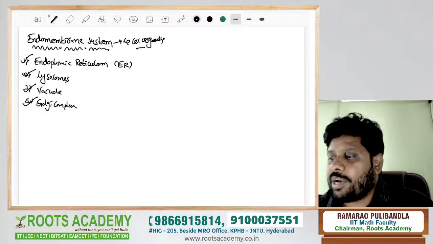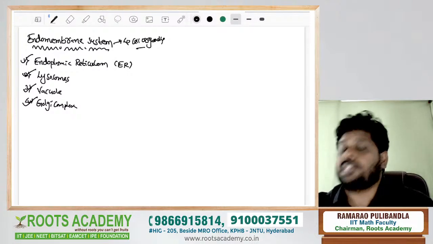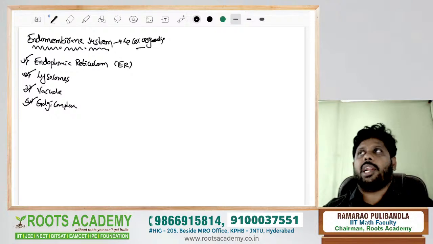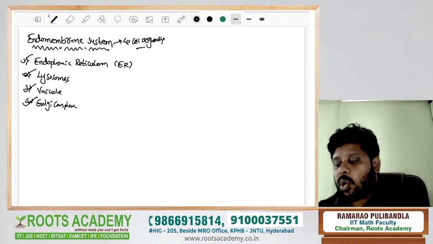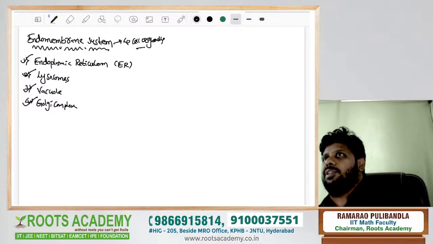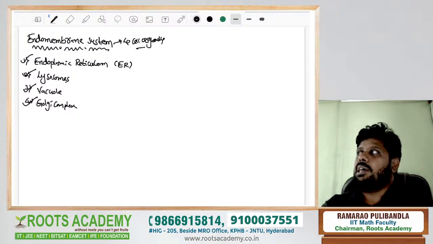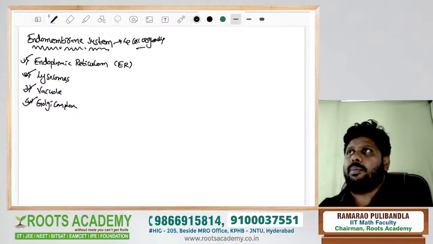Sir, under the endomembrane system, only these 4 cell organelles are present. Sir, why? Why are other cell organelles not? How many cell organelles are present? 4: endoplasmic reticulum, lysosome, vacuole and Golgi. Because these 4 cell organelles function in coordination with each other. Endoplasmic reticulum functions coordinated with vacuole, vacuole with Golgi, Golgi with lysosome. That's why only these 4 cell organelles come under the endomembrane system.